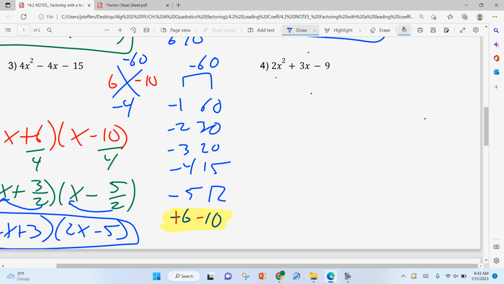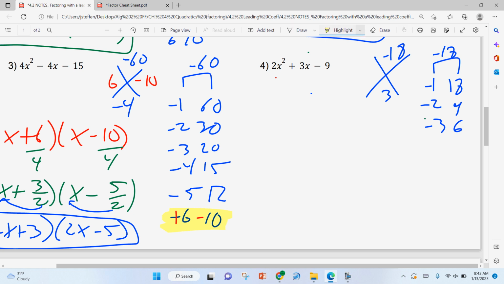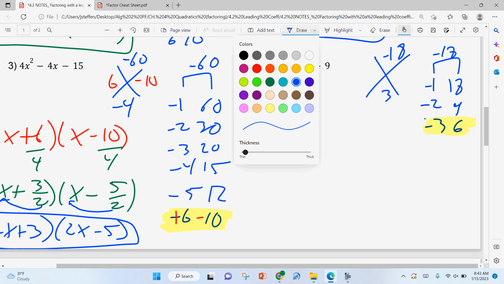And last but not least, 2 times negative 9 is negative 18. That adds up to be 3. You need to list these out. Negative 1 and 18, negative 2 and 9, negative 3 and 6. Negative 3 and 6 are the ones you want. They do add up to be positive 3, so you don't have to worry about changing signs for anything.